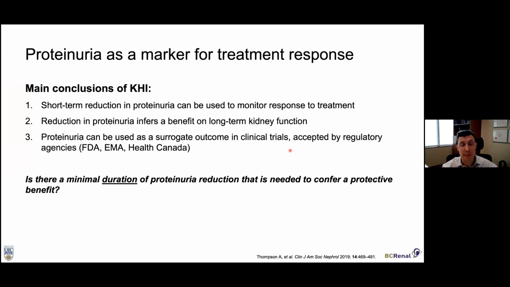But one of the main issues that was left unknown was, is there a minimum duration for which you need to be in proteinuria remission in order for it to confer a protective benefit? Certainly the KHI analysis suggests the amount of proteinuria is important, but how long do you have to stay with low proteinuria before it confers a benefit?